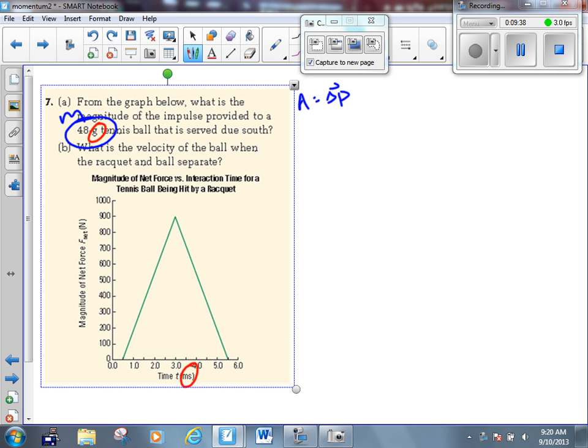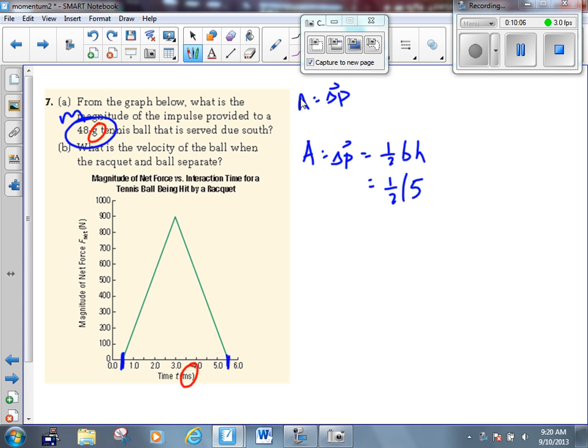The area is equal to the impulse, so let's just find the area of this. The area equals 1/2 base times height, because it's a triangle. The base goes from 0.5 to 5.5, so the base is 5. Be careful with that, right? What's the temptation? Oh, it goes all the way up to 5.5, let's make the base 5.5. It's not, because it doesn't start at 0.